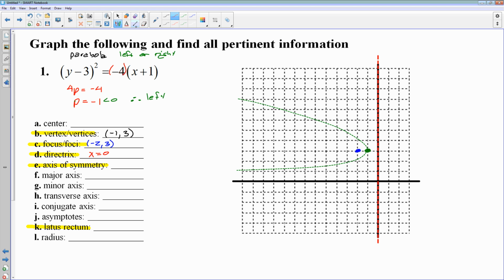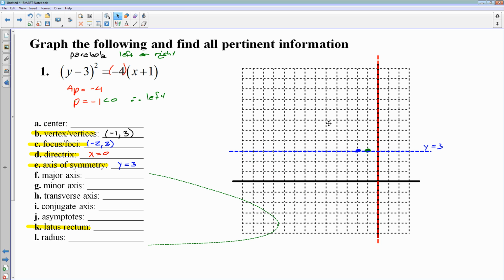Axis of symmetry is the line that goes through the vertex right here. That is a horizontal line, and horizontal lines are y equals something, and that goes through a y coordinate of 3. So my axis of symmetry is y equals 3. And then the last thing is the latus rectum. And the latus rectum is, if you remember, from the focus, you go 2p on each side, and that tells you how wide the parabola is. So at this point, I'm going to get rid of this.